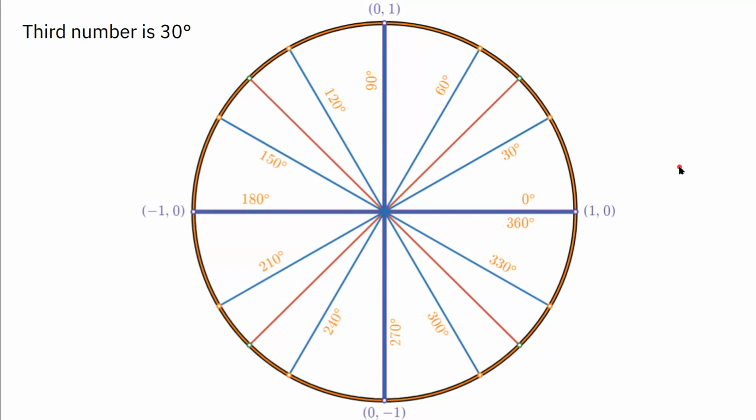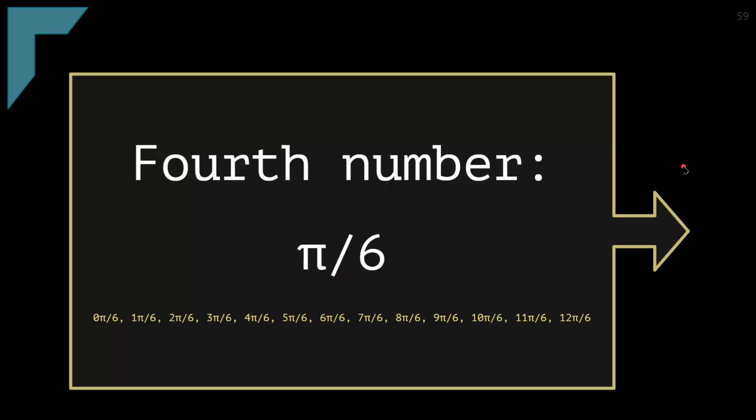So that's the second number. So we got 30, and now we want the corresponding radian, which is pi over 6. So just like with pi over 4, we have 0 pi over 6, 1 pi over 6, 2, 3, 4, 5, 6, 7 pi over 6, 8 pi over 6, 9 pi over 6, 10 pi over 6, 11 pi over 6, 12 pi over 6.